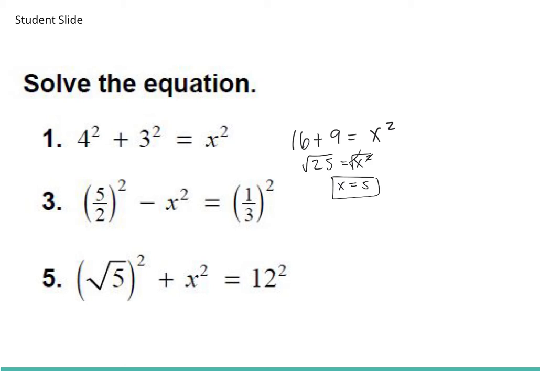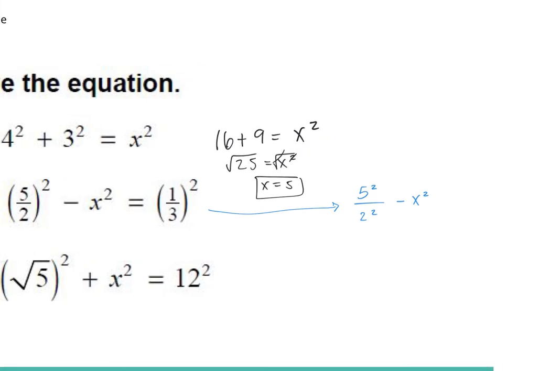Okay, number 3, I'll do this one in blue. When we square a fraction, all you do is you square both the numerator and the denominator. So in number 3, this becomes 5 squared over 2 squared minus x squared equals 1 squared over 3 squared, okay? Now, this one gets a little messy, okay? But keep in mind, in this chapter, you guys are going to have a calculator, okay? So all these messy situations, you're going to have a calculator to help you out, to simplify any fractions, do all that stuff. Okay, so 5 squared.